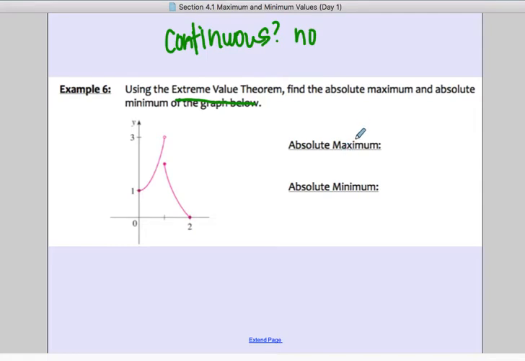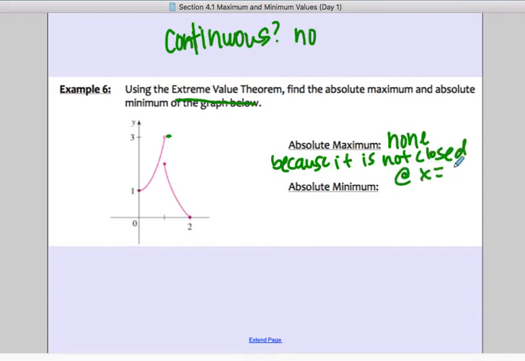So will there be an absolute max? I see that this is my highest point. However, do you see how it's an open circle? Since it's an open circle, I can't claim that it is the absolute maximum. So there is none, and it's because it is not closed at x equals 1.